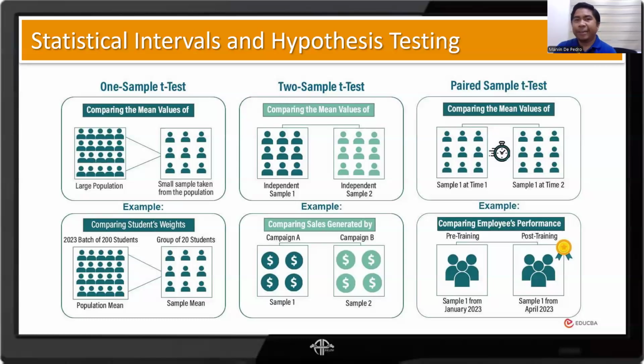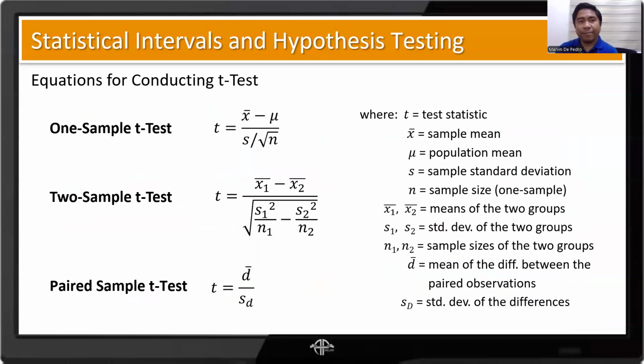Okay, so now we have the formula for this. You can observe them. For the one sample test, you just need the sample mean and the population mean divided by the sample standard deviation and the square root of the sample size. But if we do the two sample test, we use this formula.